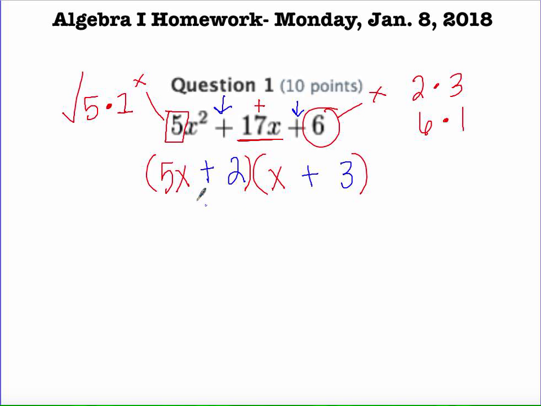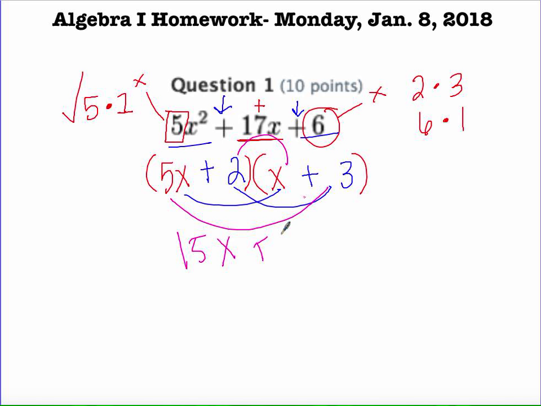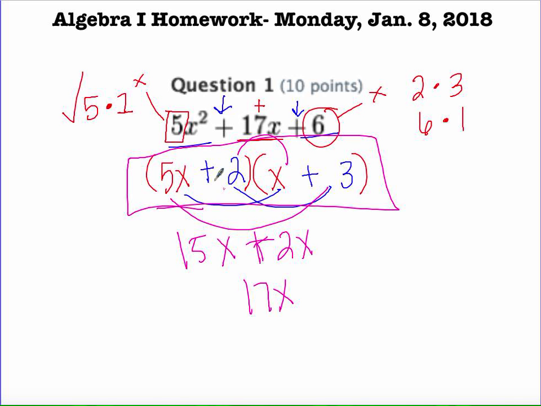To check this out, I would have 5x times x is 5x squared, and 2 times 3 is 6, and I'm really having to check the middle. 5x times 3 is 15x, plus 2 times x is 2x, which gives us the 17x in the middle. So these are indeed the factors. I could have written the factors backwards, but the 5x has to be with the 2, and the 1x has to be with the 3.